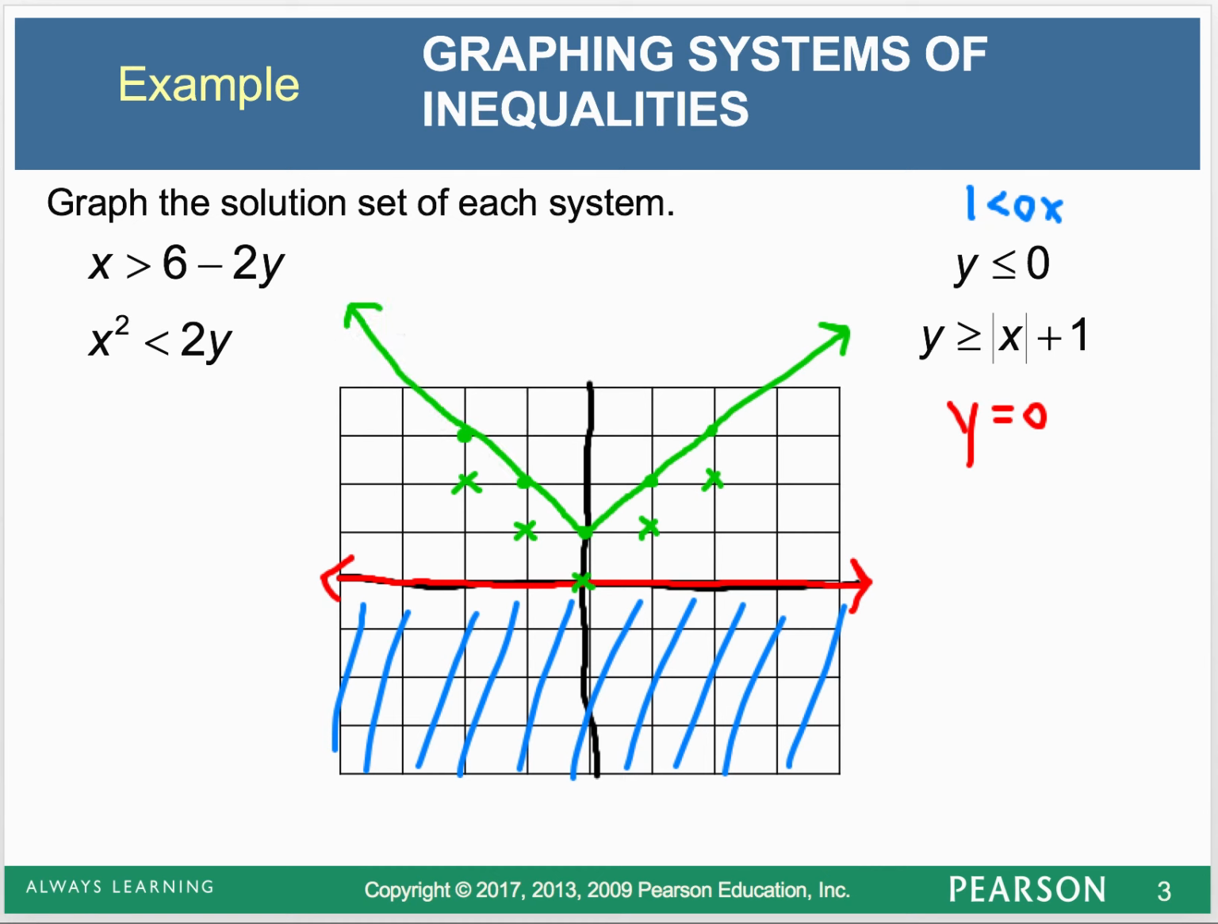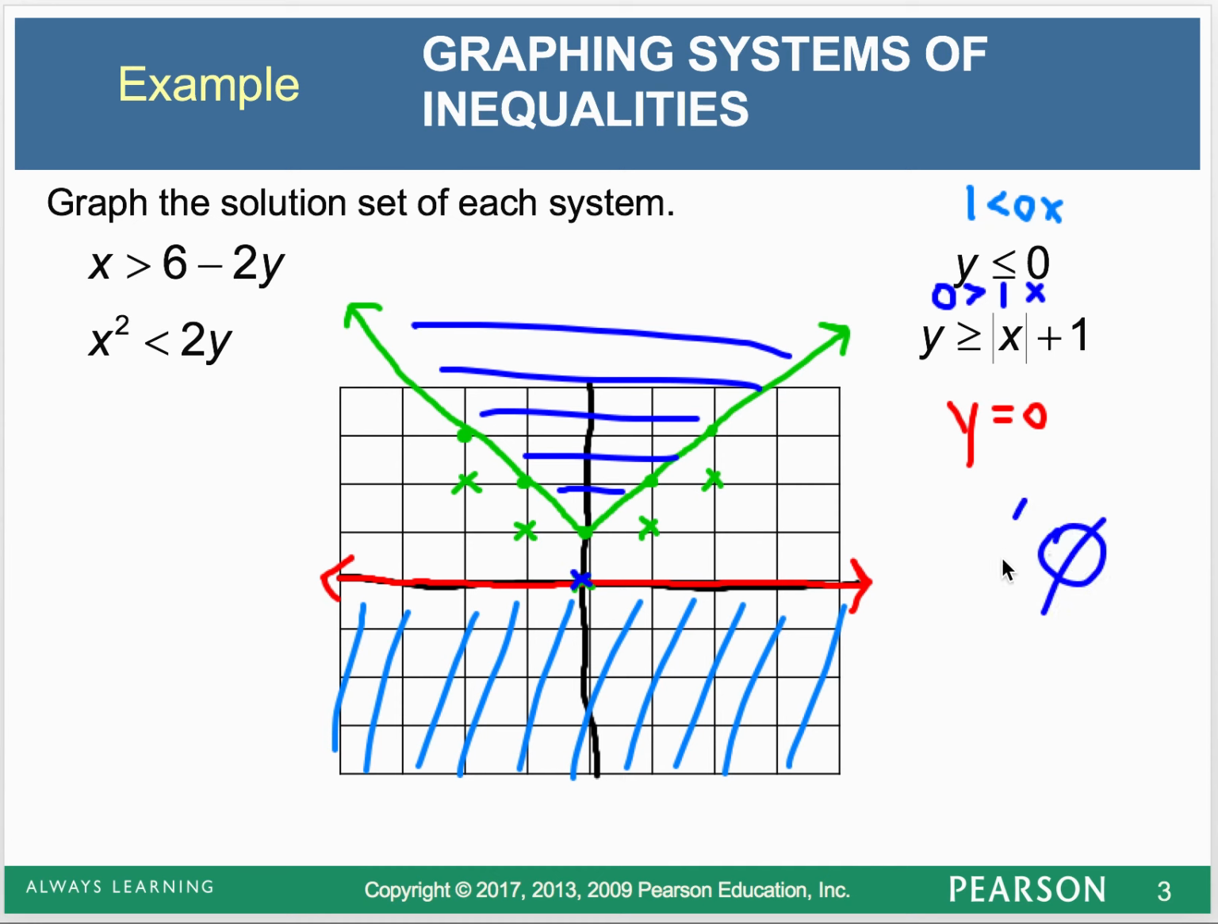Okay, and I'm going to pick this point right here, 0, 0. So is 0 bigger than 0 plus 1, 1? Is 0 bigger than 1? No. So don't shade outside, shade inside the absolute value bars. And then when I try to see where's the overlap, notice there's not any overlap. If there's not any overlap, then there are no values I could pick that would satisfy both of the equations at the same time.